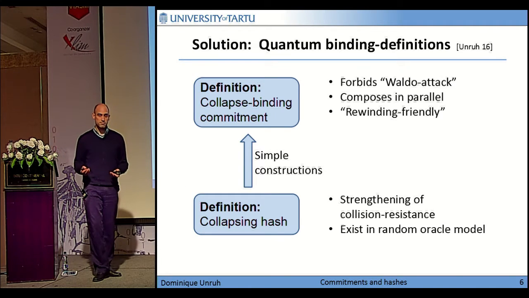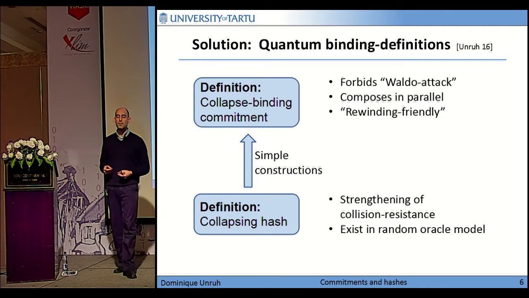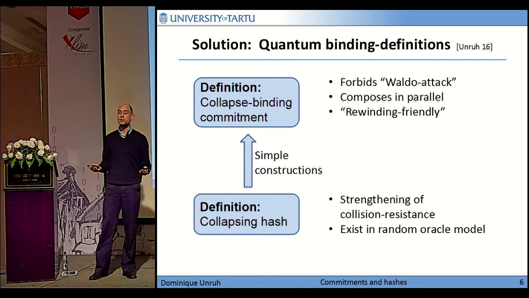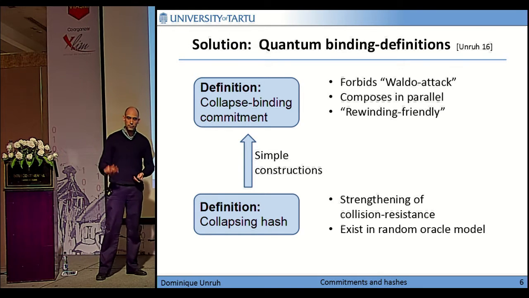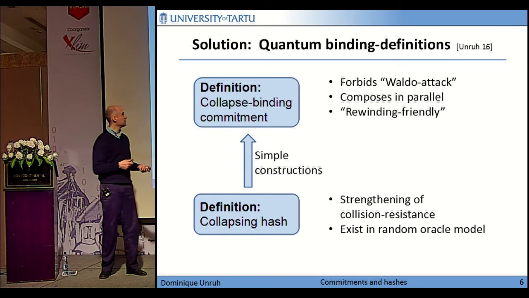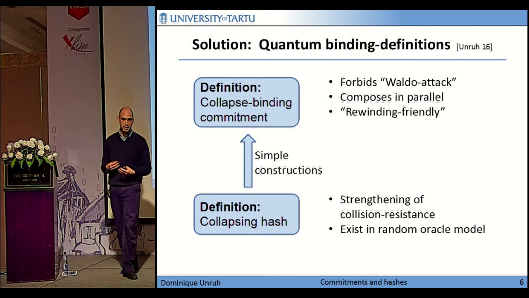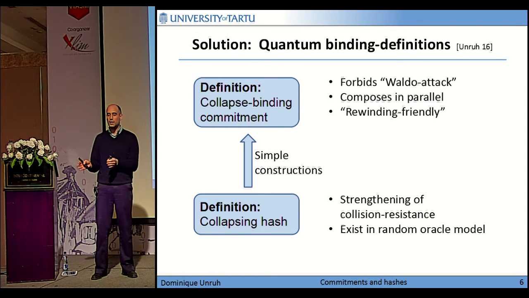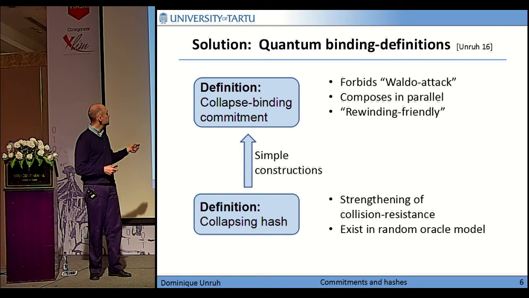So the question, also already addressed in this year's Asiacrypt, is what do we do against this? How do we improve the commitment schemes in order to avoid what I call here the Walloping Waldo attack? And there were two contributions. One was the definition of a stronger property of computational binding, because it turns out that if you just use the definition of computational binding that is used in the classical setting, even that definition does not exclude this attack. So there's an improved definition called collapse binding.